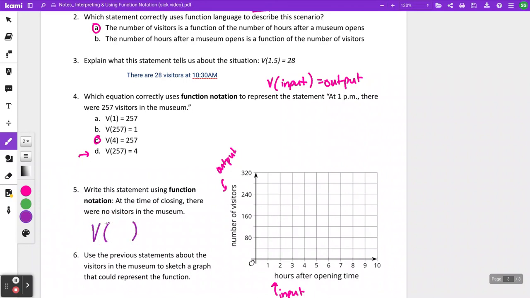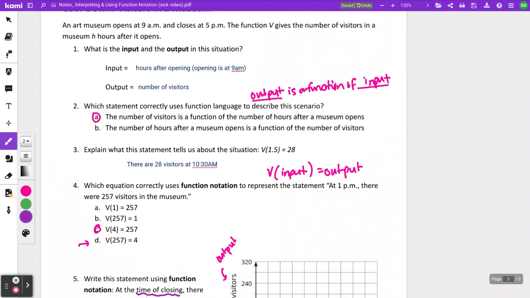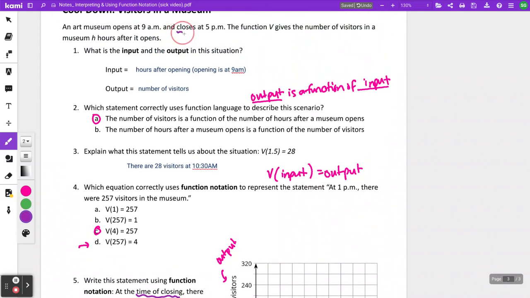Our input is time, and they're talking about the time of closing. Do I know what time closing is? Why, yes. Yes, I do. It's up here. It closes at 5 p.m. So my input, hours after opening: how many hours have they been open by 5 p.m.?